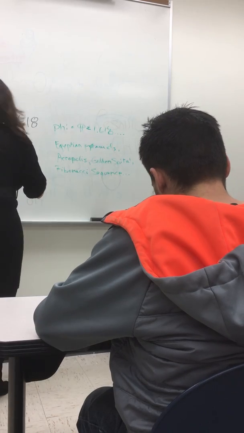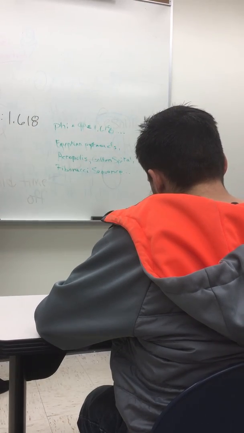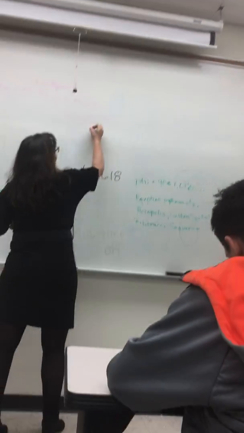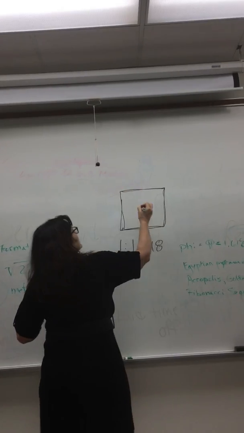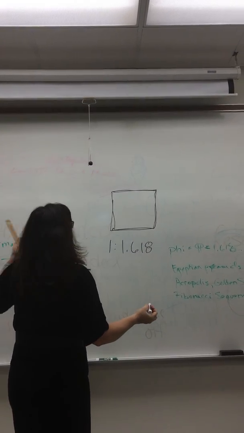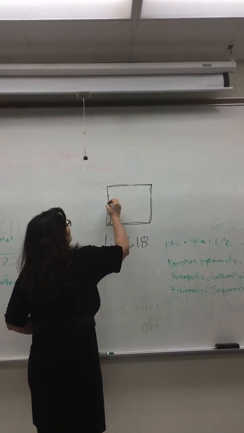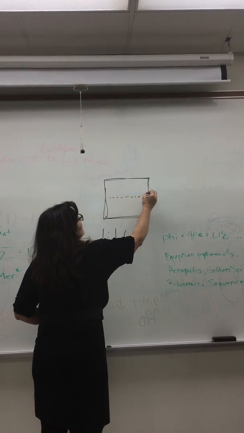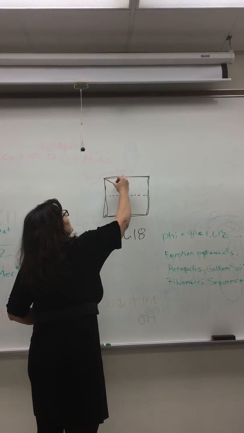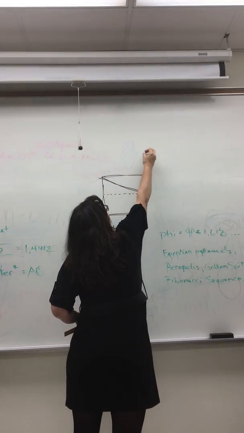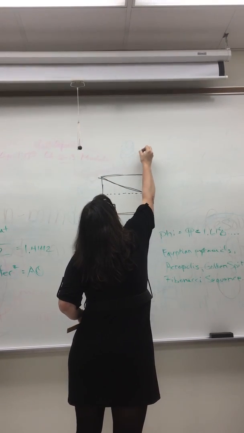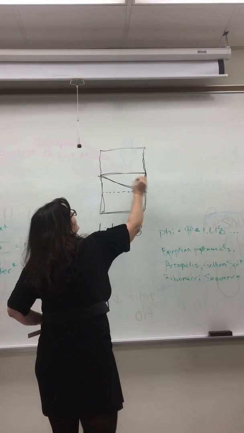To figure this one out, we can draw it by starting with that square once again. Instead of going from corner to corner, we find the halfway point on that square and then find the diagonal there. From there, we can arc that out, and that rectangle will measure out to 1.618.